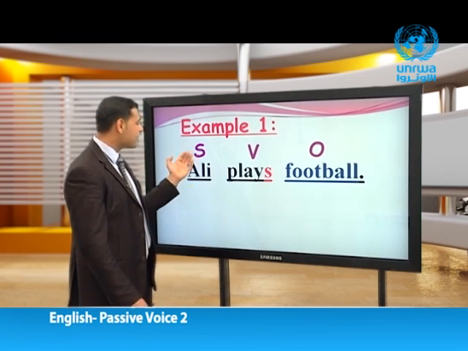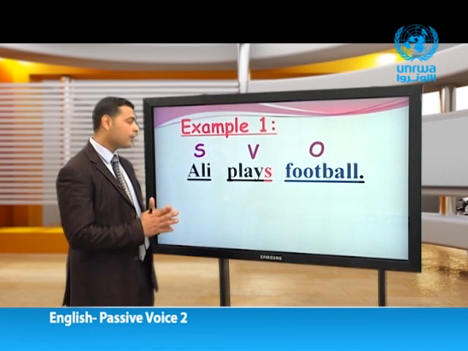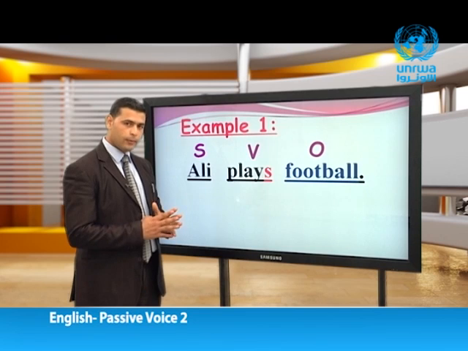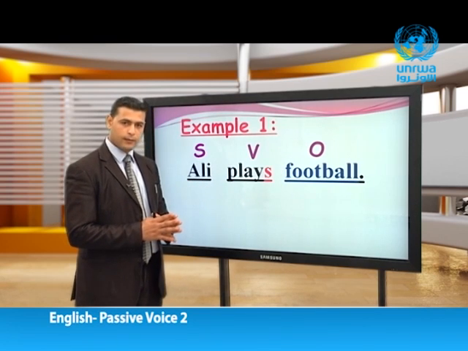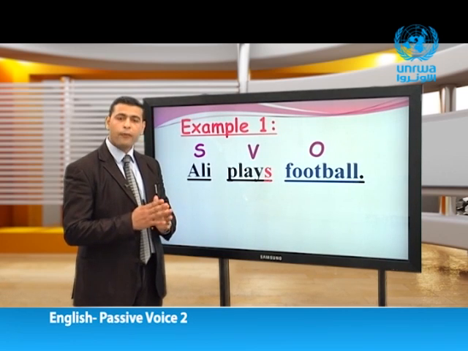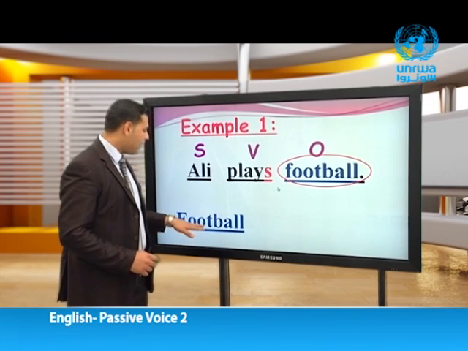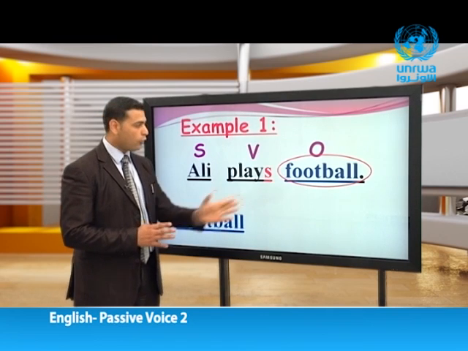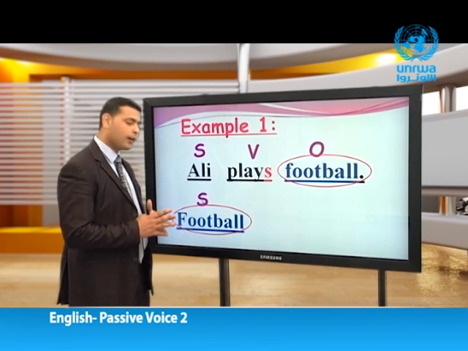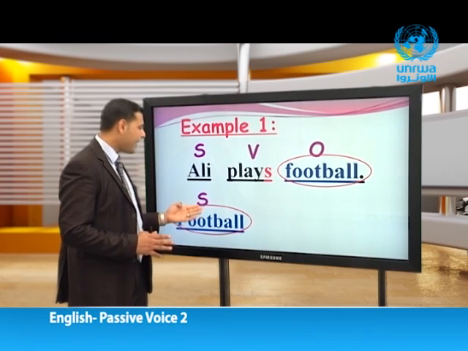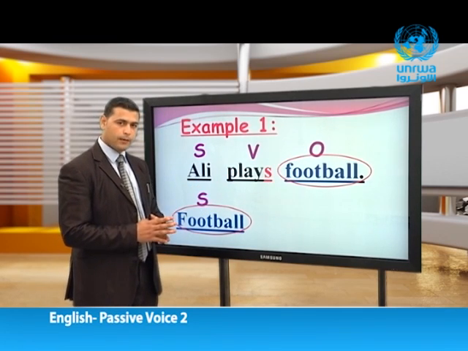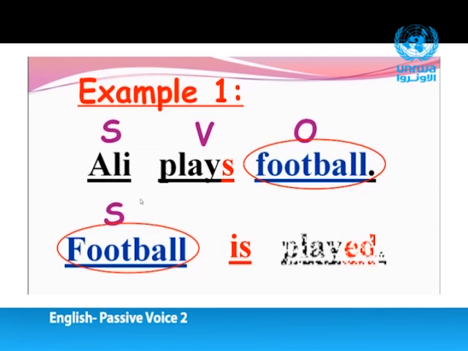In this sentence, Ali is the subject as you see. Plays is the verb. Football is the object. According to the first step, the object, which is football, becomes the subject of the new sentence. Object becomes subject. So, football is played. Again, football is played.